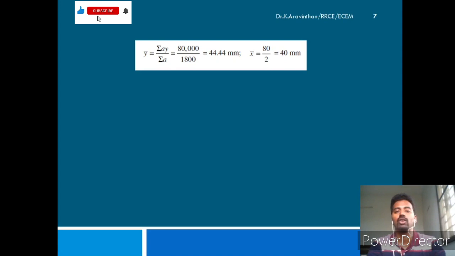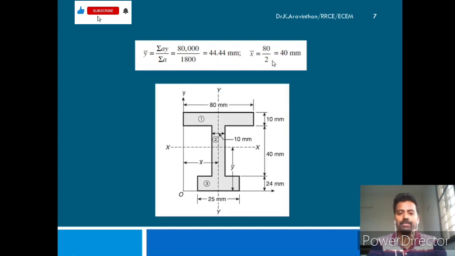If you multiply, you can get the answer as 80 by 2. But here they have directly considered 80 by 2. Why? In the sense, if the structure is symmetric about the y-axis, you can consider the common x bar as 40 mm. So you will be getting the same answer when you apply this concept, or if you apply this thumb rule. After that, the centroid will be located at, from origin, the x-axis will be 40 and y-axis will be 44.44.